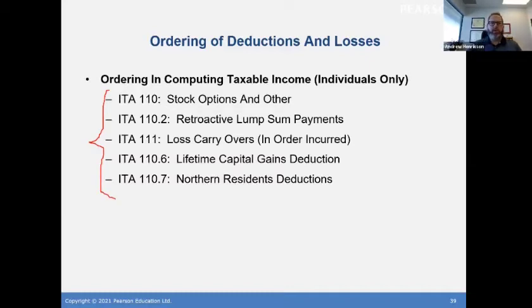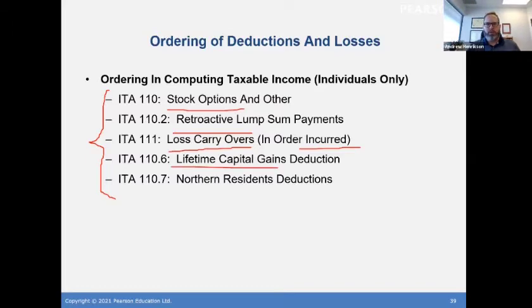So stock options, then lump sums, then your loss carryovers in order incurred, meaning you're going to use the oldest stuff first, because you actually do on the tax return say, I'm using the losses from 2012 or whatever. So if they are ones that are going to expire, you certainly want to make sure to use the right years before they expire, if they're non-capital.